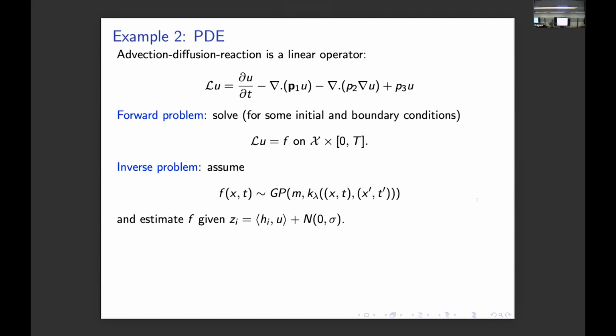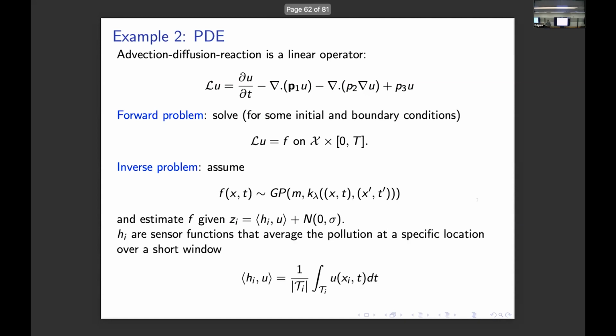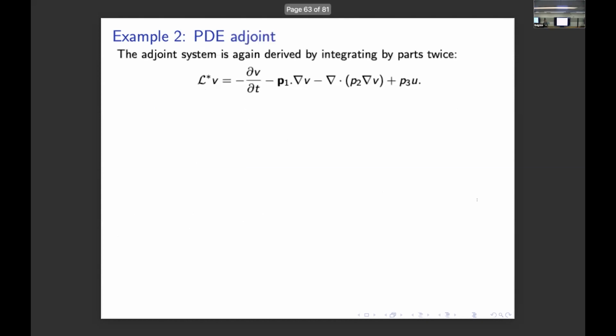The data our sensors give us are typically time averages. The sensors actually give us very finely temporally spaced data, I think it's every minute or something like that. But we don't trust the data at that resolution, so we tend to average it over an hour because they're low quality data. So we're going to assume we have data that are time averages at different locations around the city.